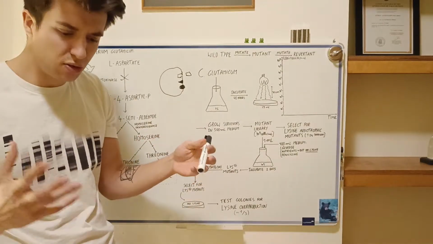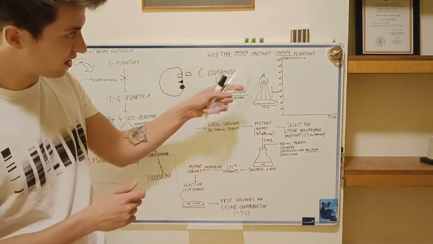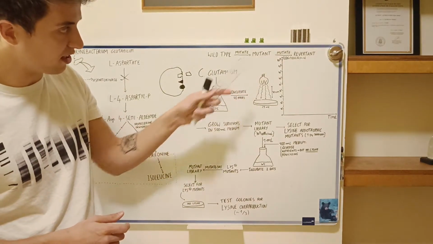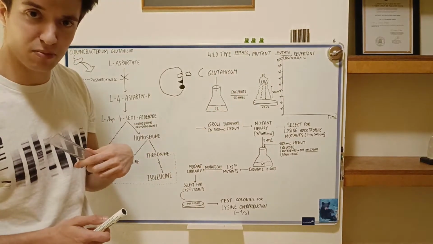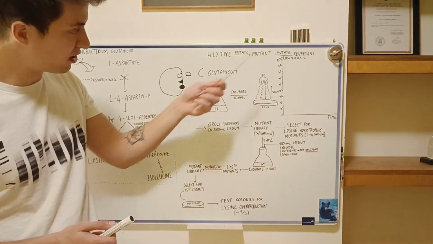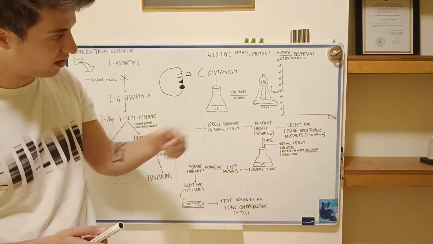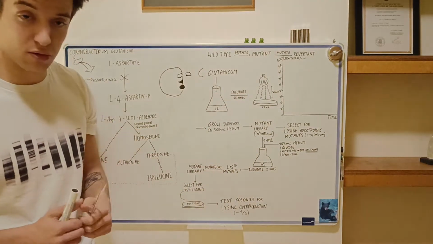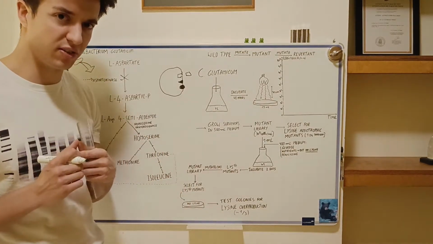But how long do we do this and all of this? Let's take a look at this graph here. Here we see the logarithm of the cells per milliliter of media. So here we have 1 billion cells per milliliter, here we have 100 million, 10 million, 1 million, 100, all the way down to 10 and 0 cells per milliliter. What do you think is going to happen when we radiate with UV light?